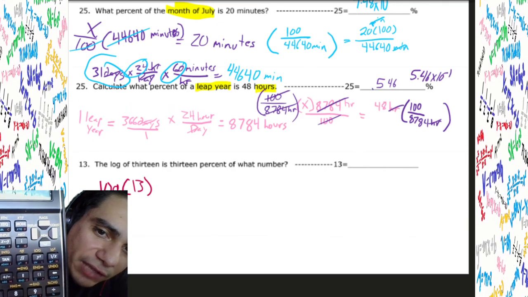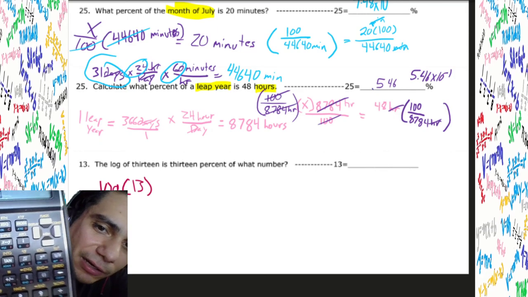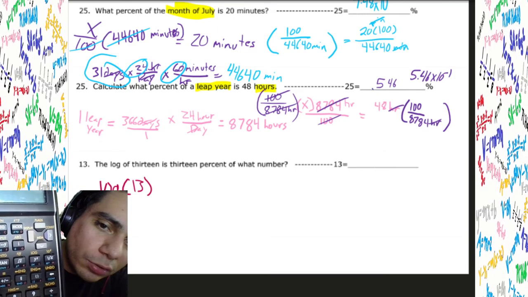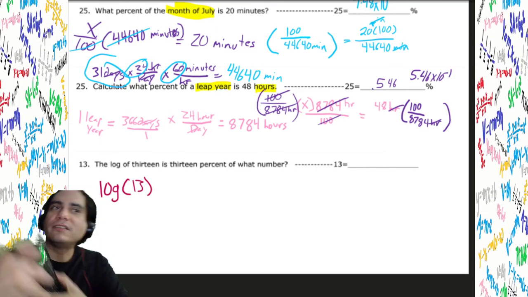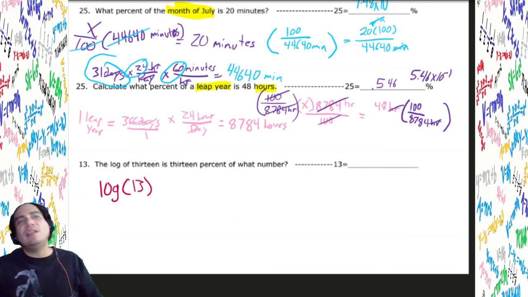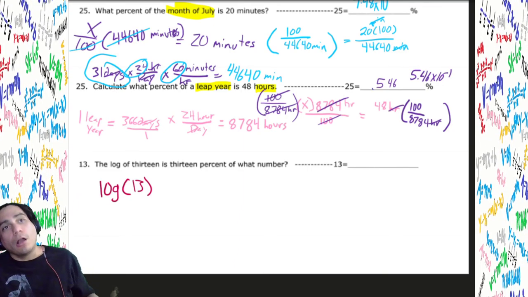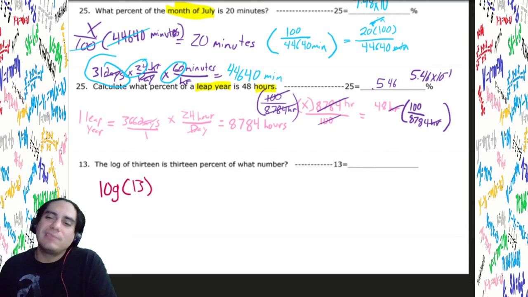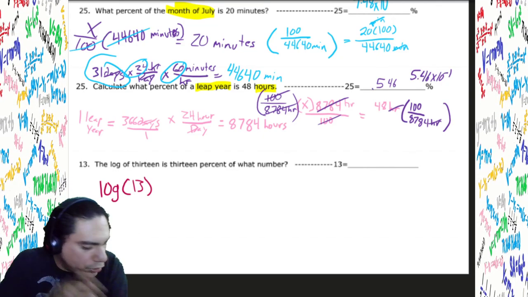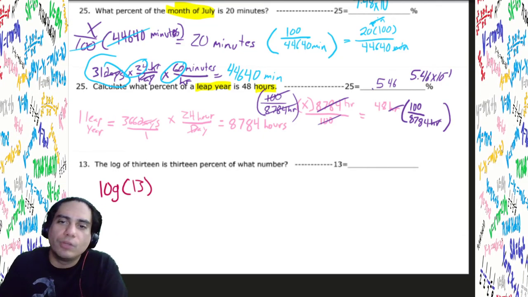You see that y over x? It says log right there. You see where it says log? It's in yellow, log. It's right above y over x. So all you gotta do is just write it like this. Log, parentheses, 13. Basically, it kind of looks like it's multiplying, but we're doing a special operation here. We're using the logarithm button, okay?